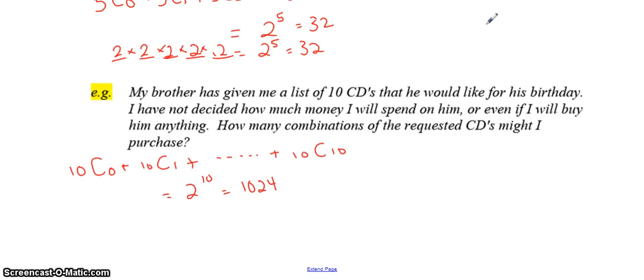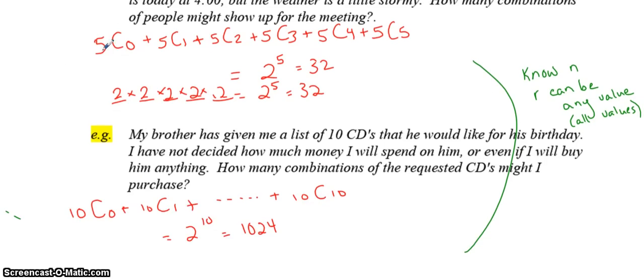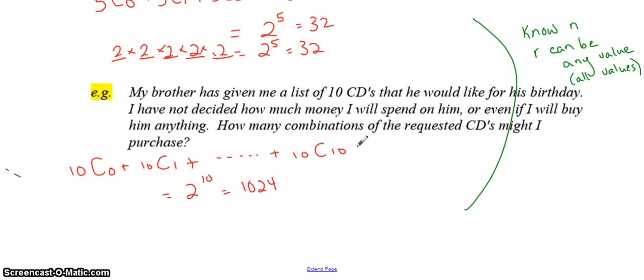So you use these types of questions when you know the N, but the R can be any value, or all values, really. So again, the N is always 5, but we didn't know how many people can show up, so you have to consider all the cases of R. Here the N was 10, but we didn't know how many CDs we were going to buy. We could have bought none or all the way up to all 10. So that's when you would use that method of solution.